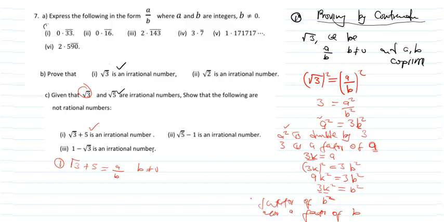So what we do is we take this one to the other side. That would be root 3 is equal to a over b minus 5. You make this as a fraction. That will be a minus 5b over b. So this means that we have root 3 is equal to a minus 5b over b. So that is it.